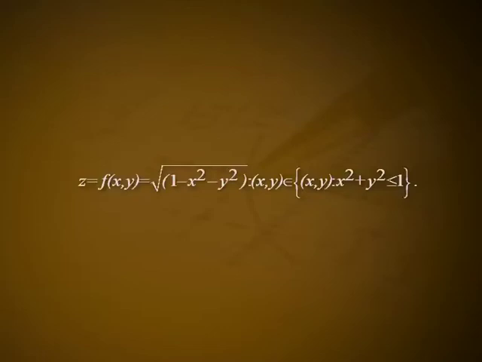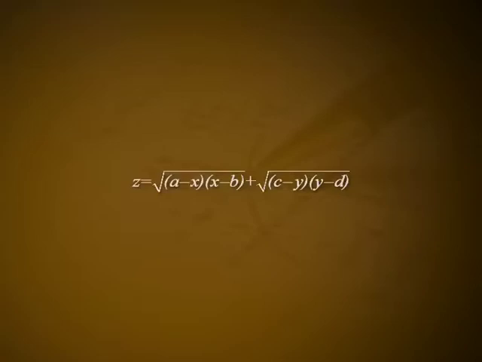We say that the relation 1 associates a real number z to each pair x y such that x square plus y square is less than or equal to 1. We say that we have a function whose domain is the set of all x y such that x square plus y square is less than or equal to 1. We may write z is equal to f of x y is equal to square root of 1 minus x square minus y square, such that x y belongs to the set of all x y such that x square plus y square is less than or equal to 1.